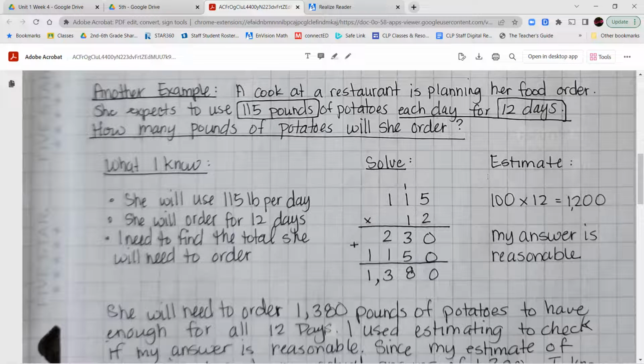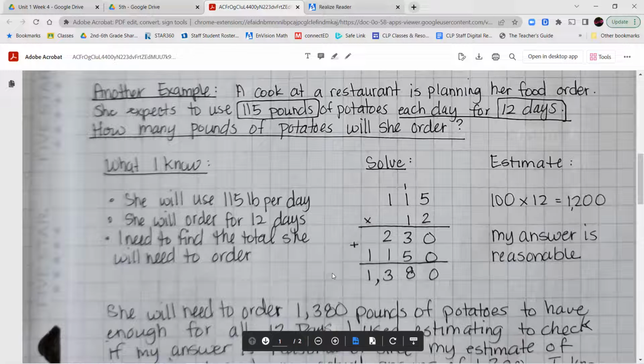Now, before I do that, I'm going to come up with an estimate. And so I'll do 100 times 12, which will give me 1,200. And then I'll stack and multiply using my standard algorithm. 2 times 5 is 10. 2 times 1 is 2, plus that 1 that I carried over is the 3, and then 2 times 1 again is 2. Then I jump to my next line, add in my 0 placeholder. 1 times 5 is 5, 1 times 1 is 1, and another 1 times 1 is 1.